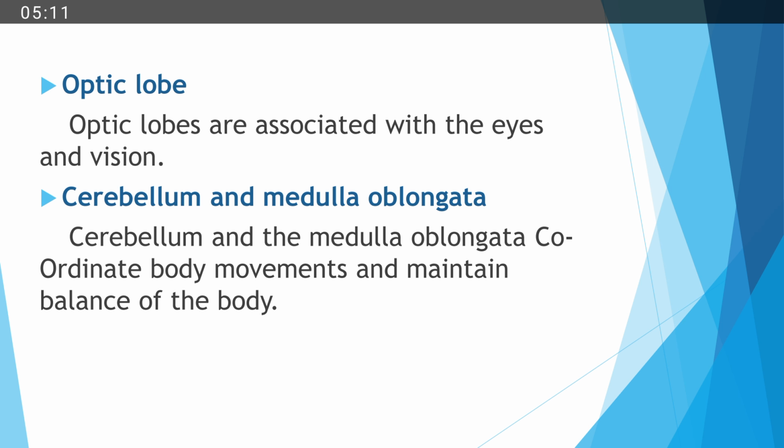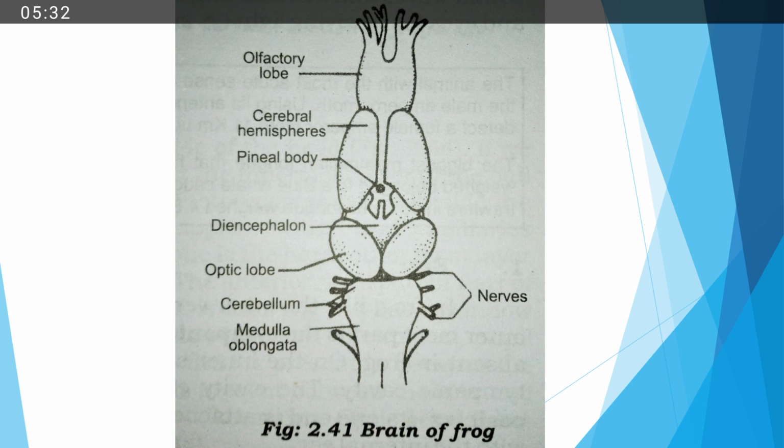Next are the cerebellum and medulla oblongata. The cerebellum and medulla oblongata coordinate body movements and maintain balance of the body. Without these two parts, the body cannot stand or move properly. So for moving of the body, coordination is required, which is given by the cerebellum and medulla oblongata. This is what the brain of frog looks like.